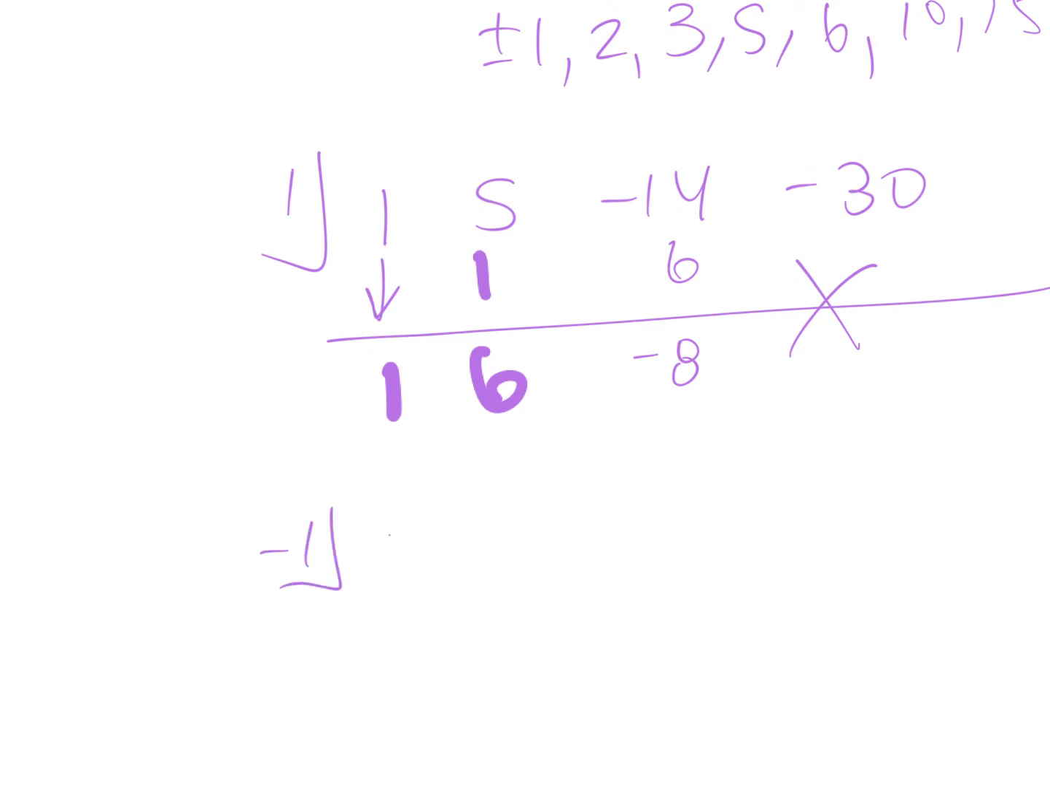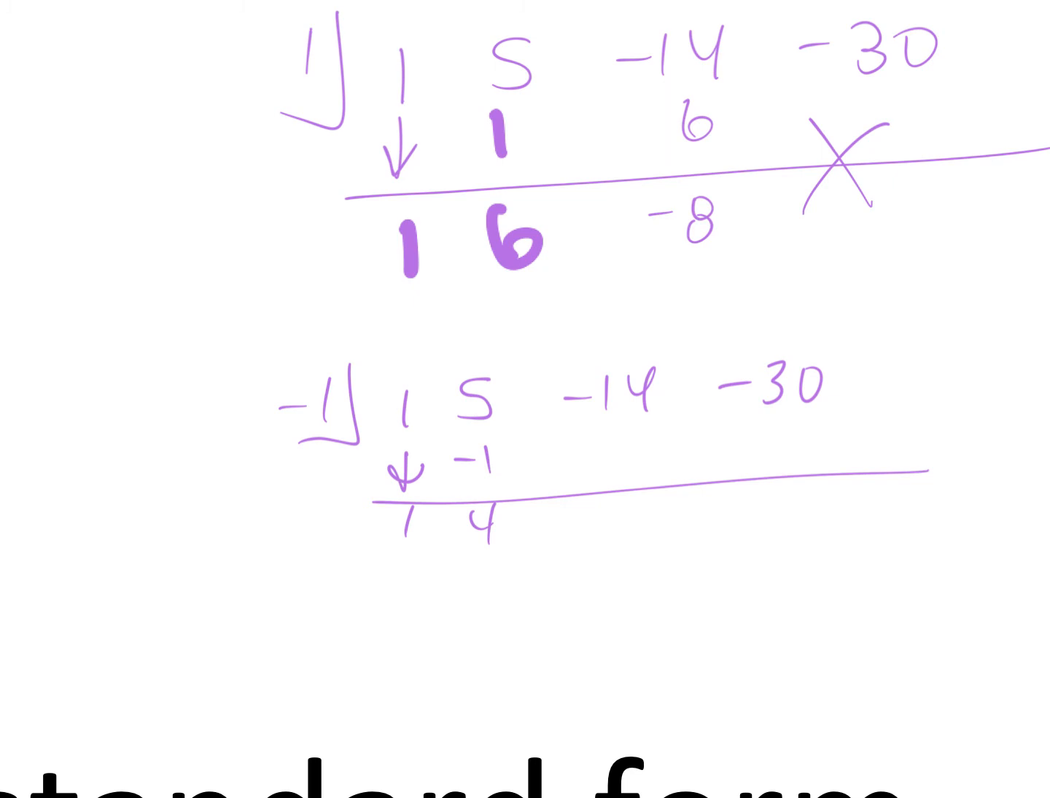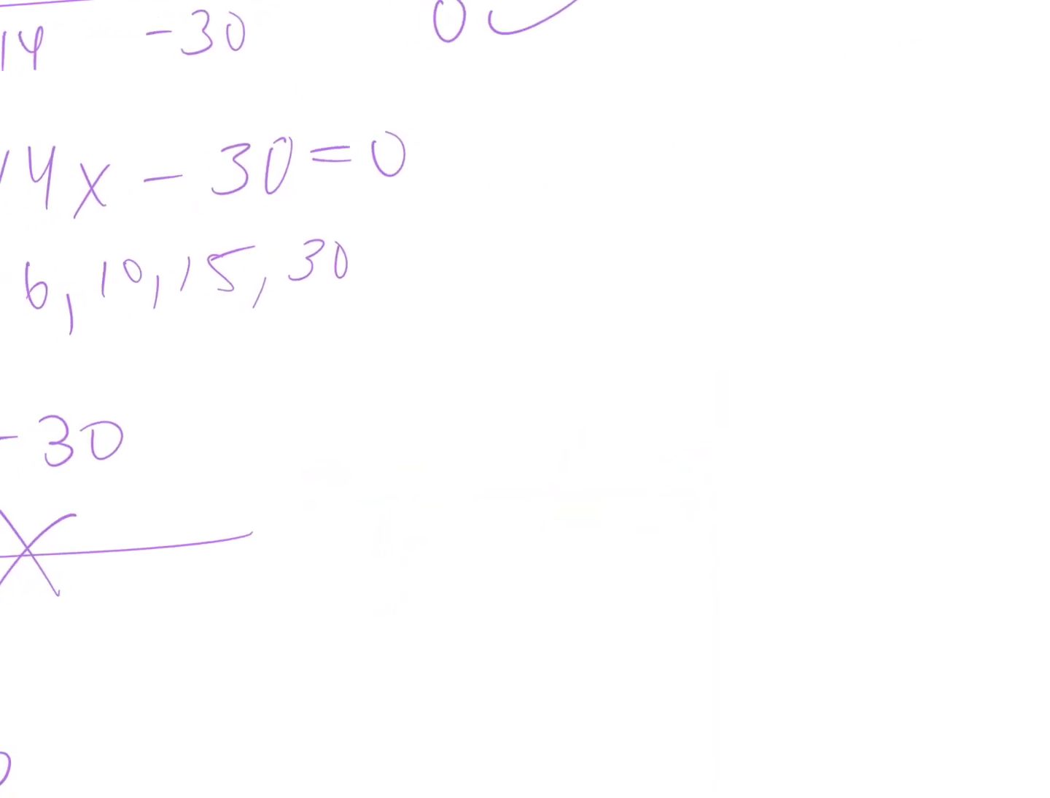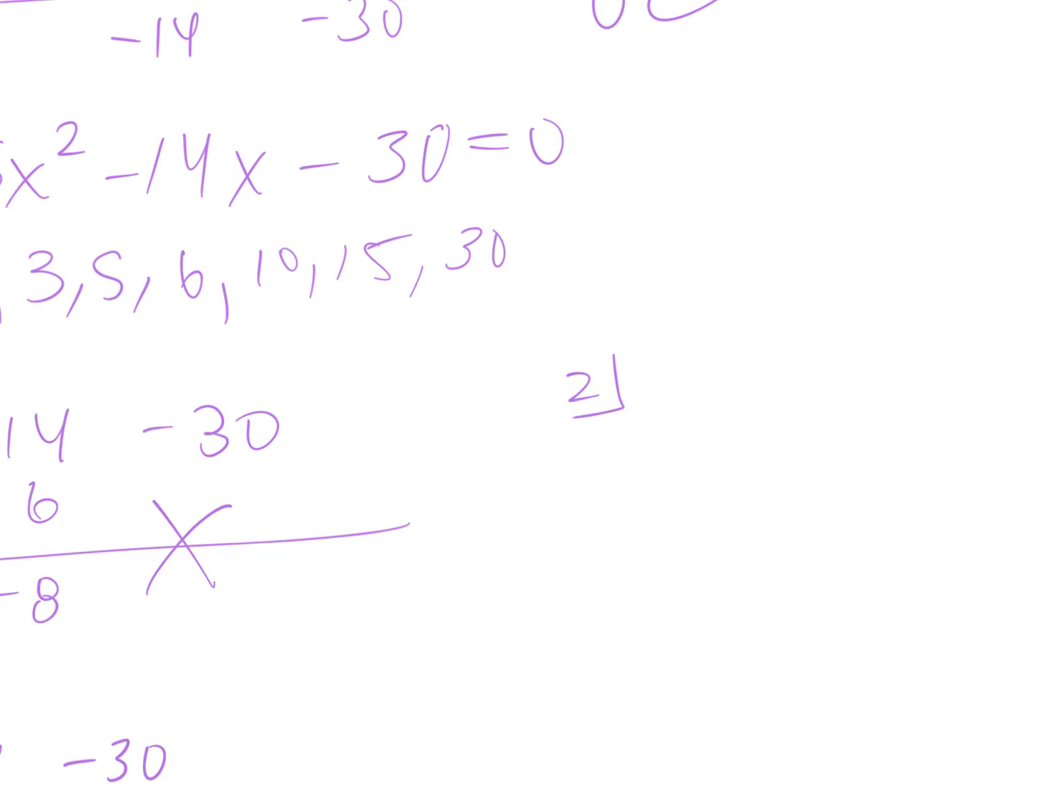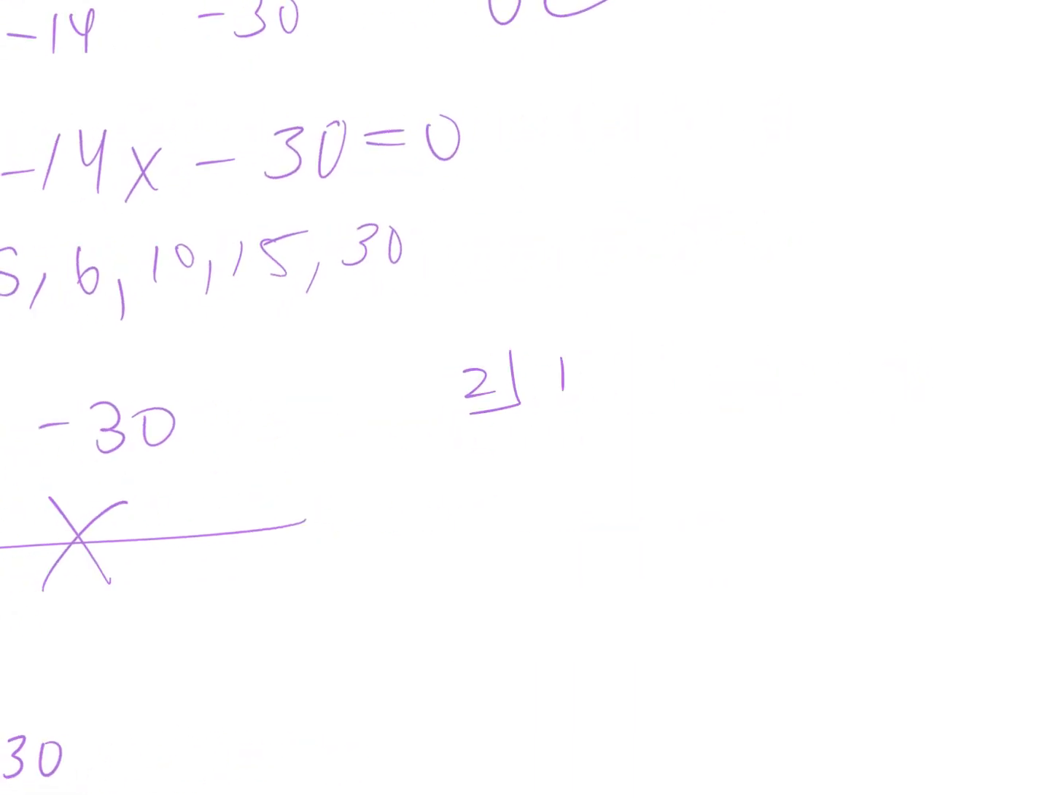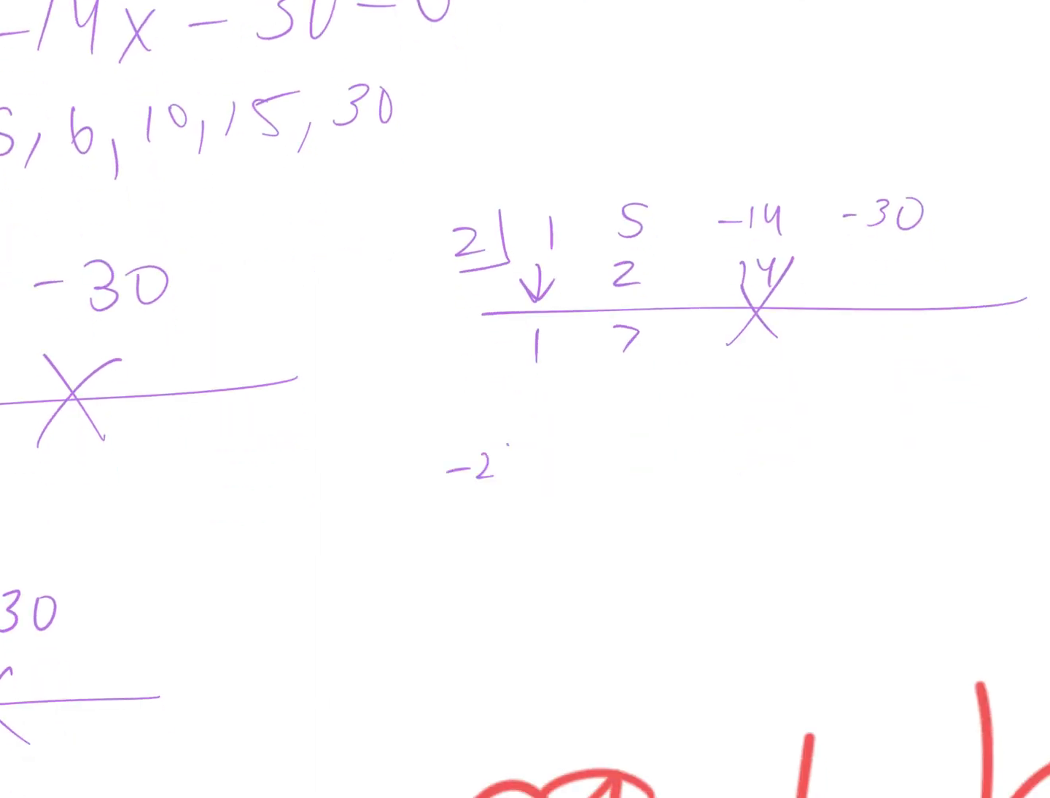Try negative 1. 1, 5, negative 14, negative 30. Bring down that 1. 1 times negative 1, negative 1. 5 and negative 1, 4. 4 and negative 1, negative 4. Negative 14 and negative 4, is this going to work? Oh, okay, let's go to 2. Come on, 2. 1, 5, negative 14, negative 30. 1 times 2 is 2. 5 and 2 is 7. 7 times 2 is 14. Is this going to work? Oh, jeez. Okay, negative 2.